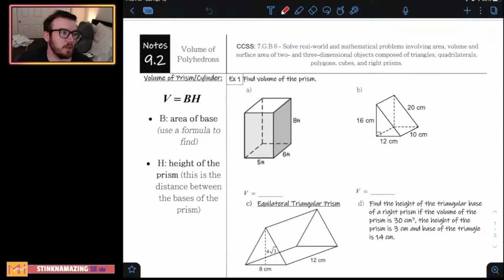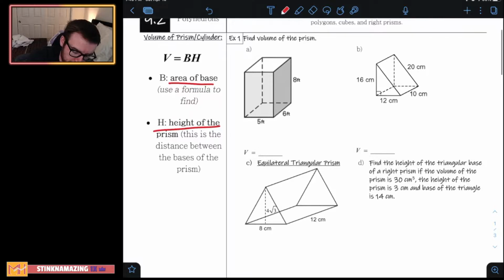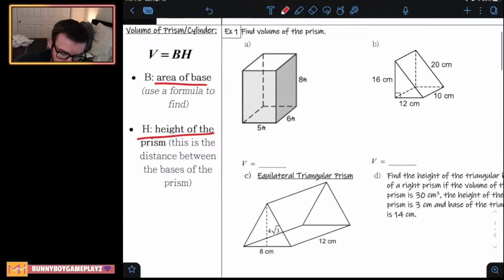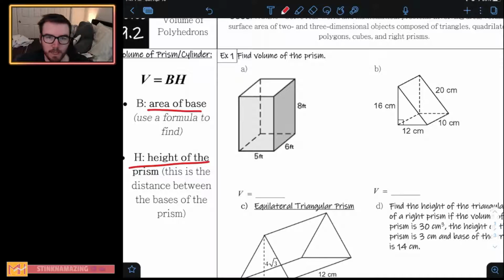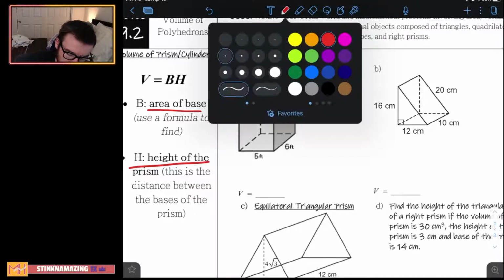So we're looking at these three-dimensional figures, these polyhedrons, and we're going to be finding the volume of all of them. And the generic volume formula is volume equals area of the base times the height of the prism. Okay? So this is why I made such a big deal about base, because you need to find the area of the base.